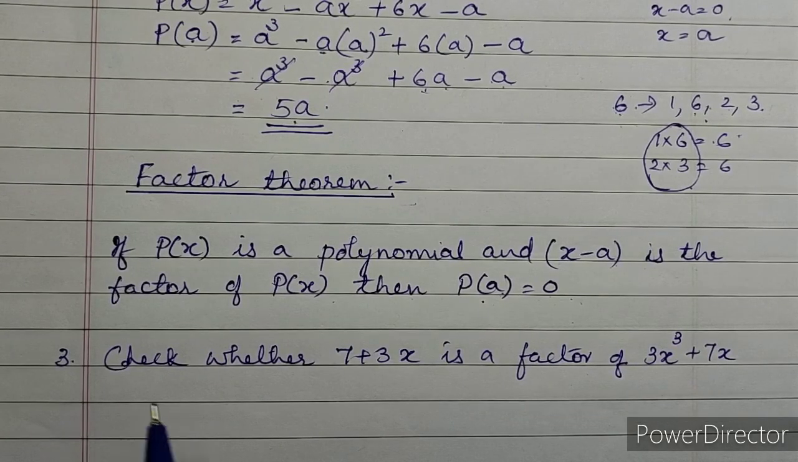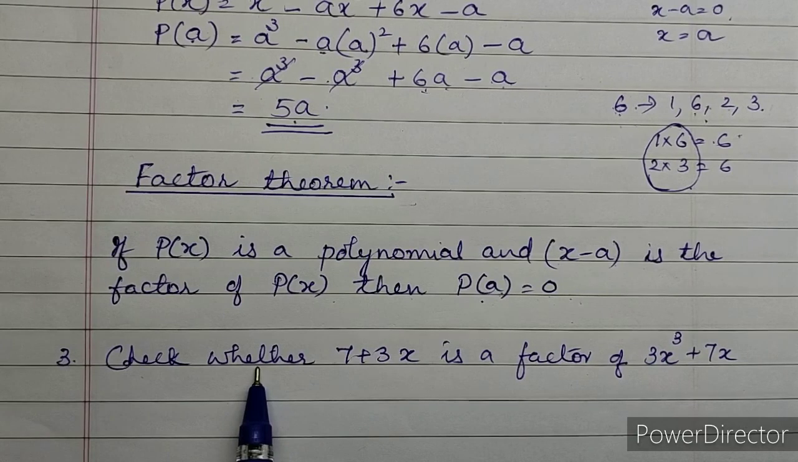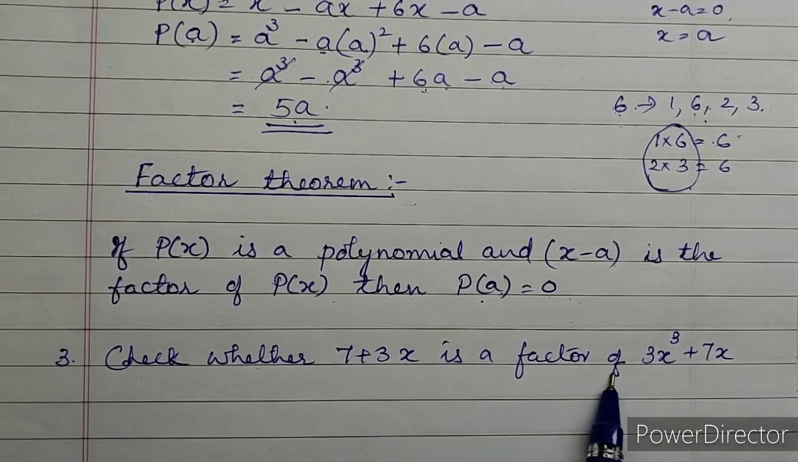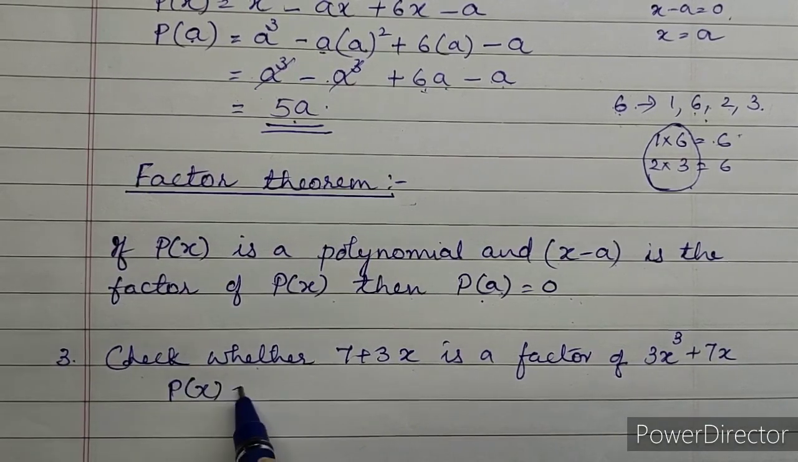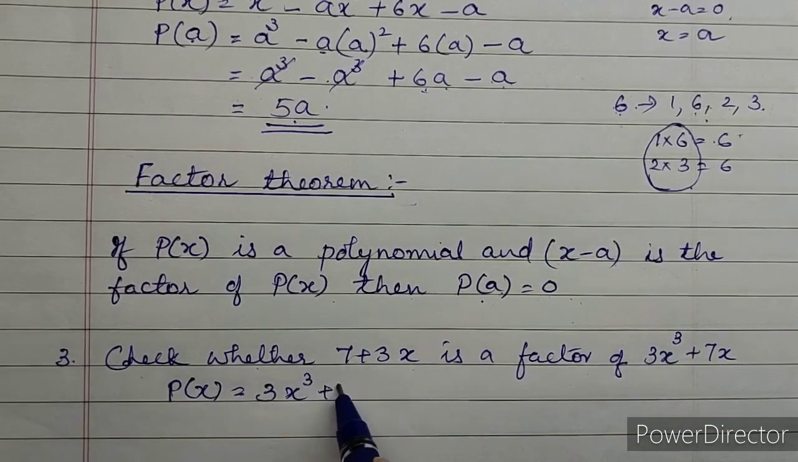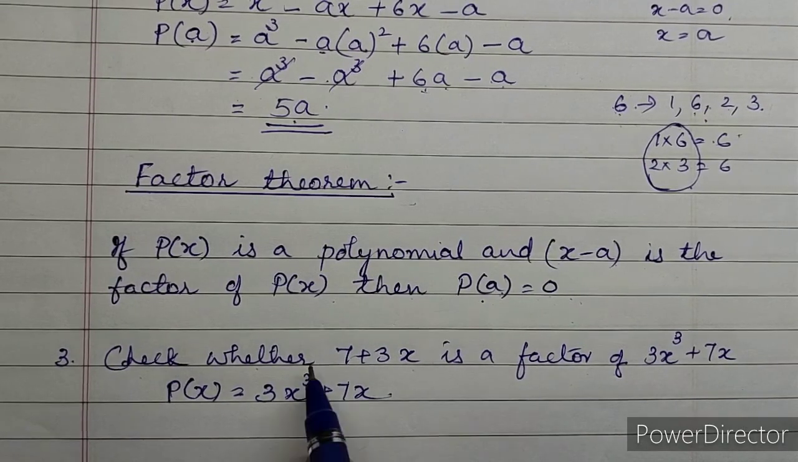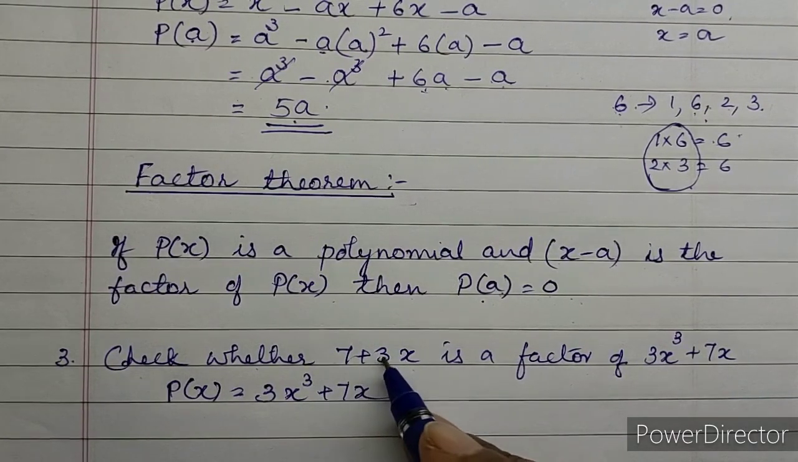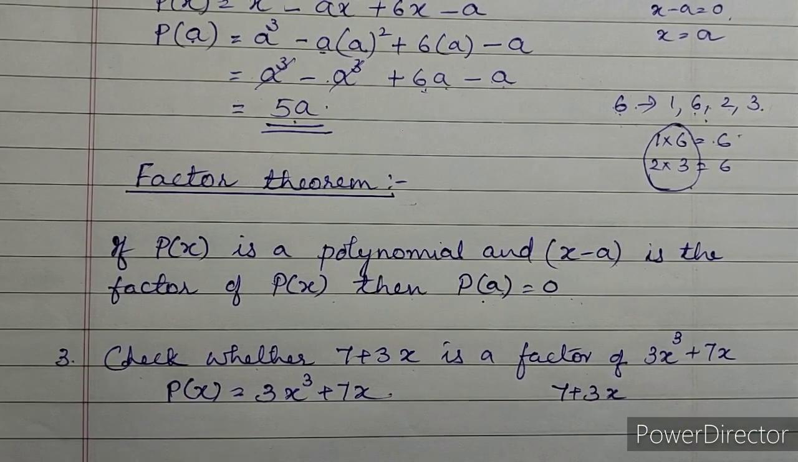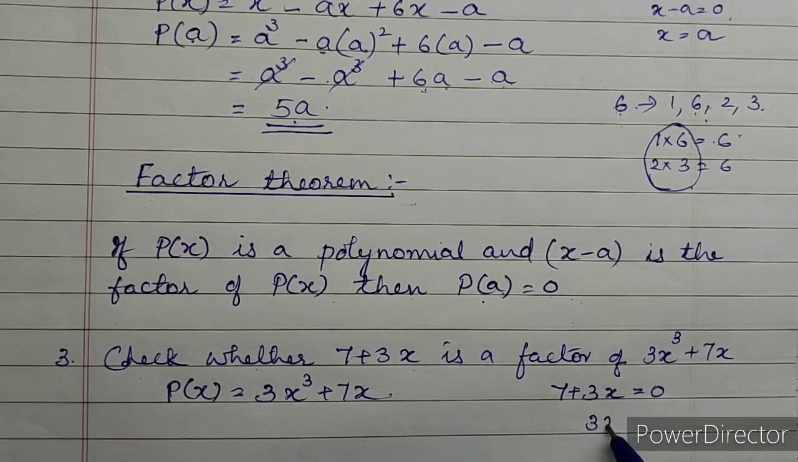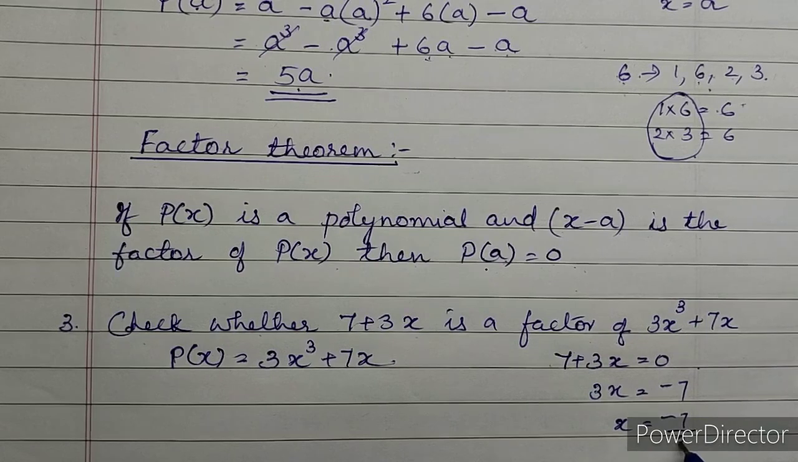Same exercise continued. Third question, check whether 7 plus 3x is a factor of 3x cube plus 7x. So p of x given is 3x cube plus 7x. Now x minus a is given as 7 plus 3x. So how to find the x value? You have to put it equal to 0. So 3x equals, 7 will go to the other side, minus 7. x is equal to minus 7 by 3.